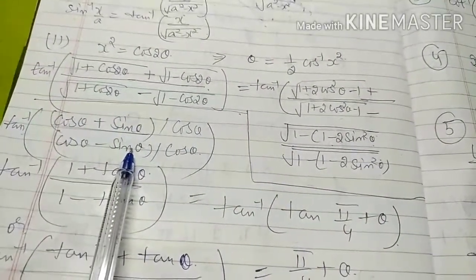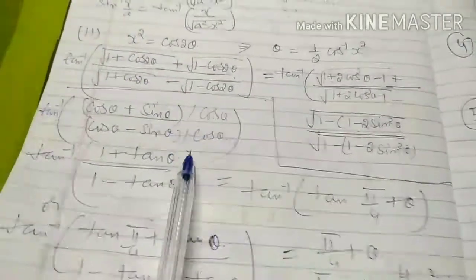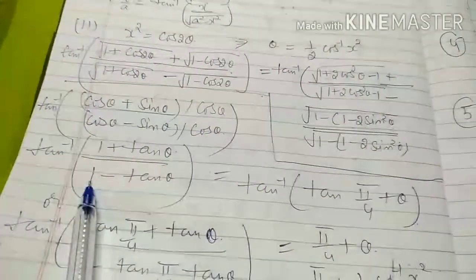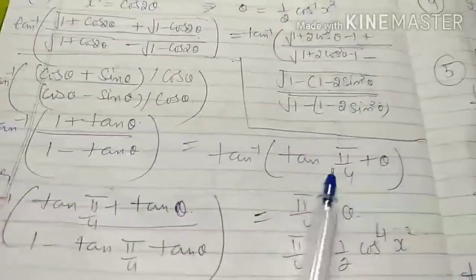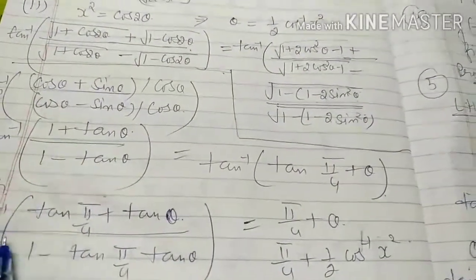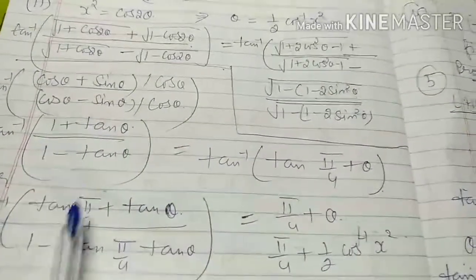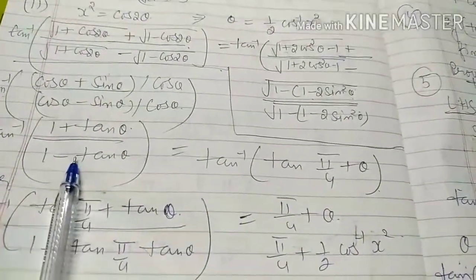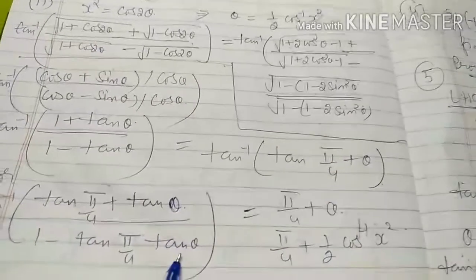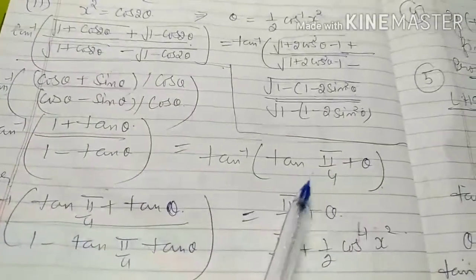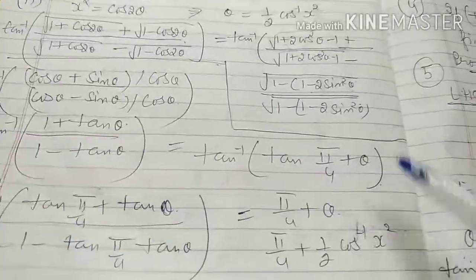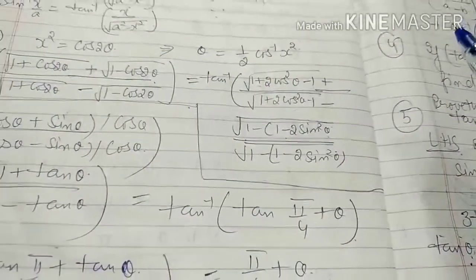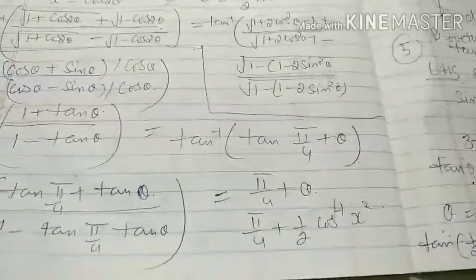To make it tan theta, divide numerator and denominator by cos theta: 1 plus tan theta over 1 minus tan theta. Either you apply the direct formula tan of pi by 4 plus theta, or you change 1 into tan pi by 4. Here also tan pi by 4 into tan theta, that gives you the same as the tan a plus b formula. Tan is cancelled, pi by 4 plus theta. Theta, what we considered at the top, is half cos inverse x square, so that will be substituted.